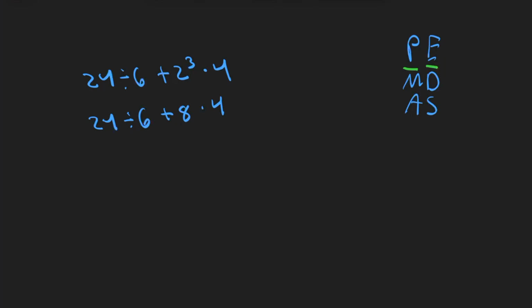All right, check for any more exponents. We're good here. We'll go on to our next step, multiplication and division. And again, this is just done left to right. So let's start on the left. 24 divided by 6 will give us 4 plus 8 times 4. Do that and we get 32. And then that is our multiplication division step done, and we finish the problem off. We get ourselves 36. If you remember these 4 steps, you are fine.